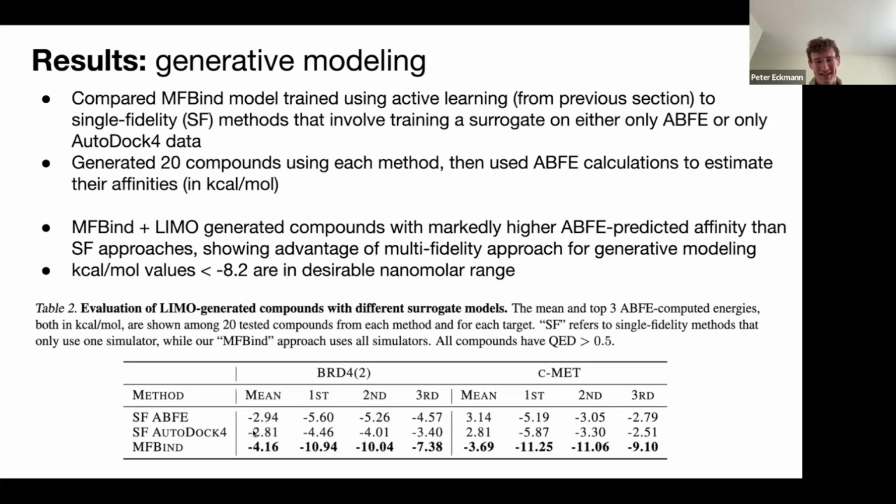And to get a sense for what kcal per mole values are good, generally less than -8.2 kcal per mole means the compound's in the nanomolar range of activity, which is a generally desirable range for early stage drug discovery. So I think the activities of these compounds is generally about in the range that one looks for in an early stage drug discovery project. And single fidelity approaches don't get too close to that.